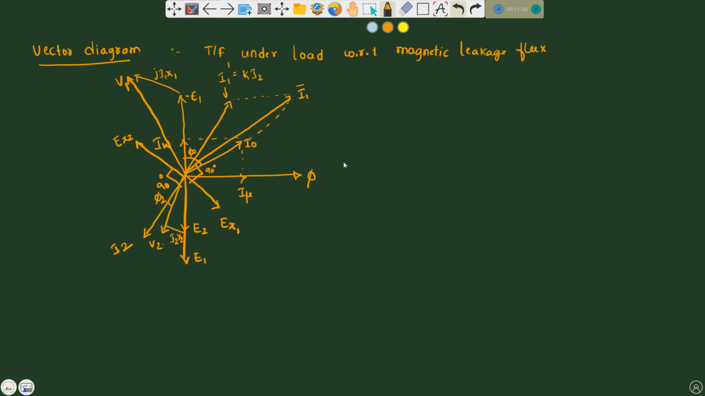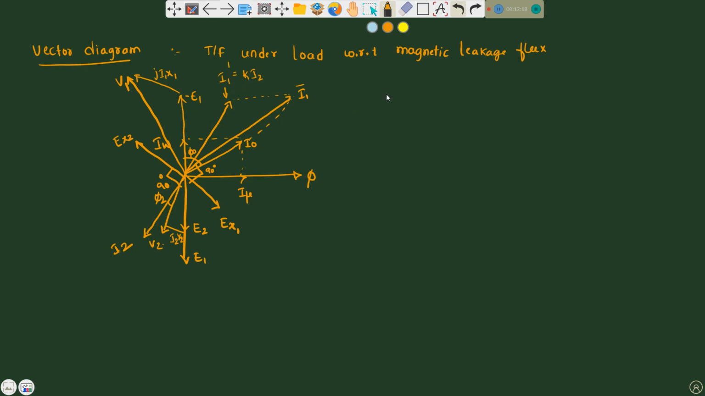In order to compensate the additional EMFs Ex1 and Ex2, which are lagging exactly 90 degrees behind the respective currents, in the secondary it is lagging behind I2 by 90 degrees, and in the primary it is lagging behind I1 by 90 degrees. Correct? So now some imaginary inductive reactances are assumed in series with the respective windings in such a way that the voltage drop across the reactance is equal to the EMF in the winding due to leakage flux.